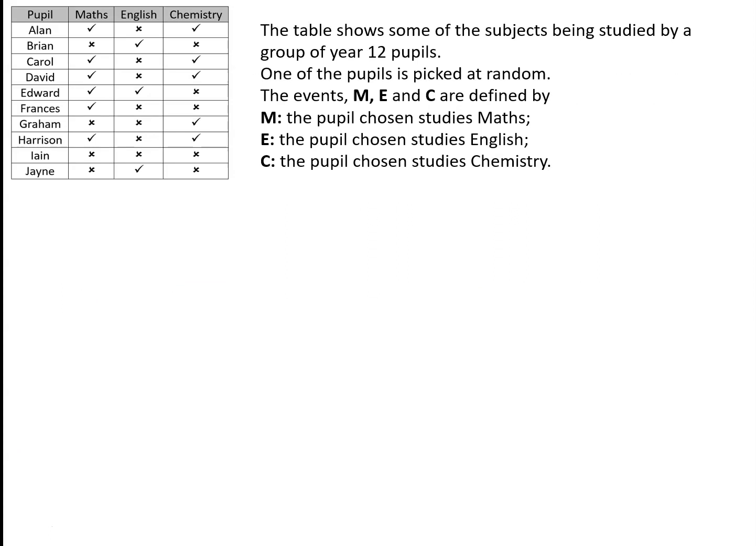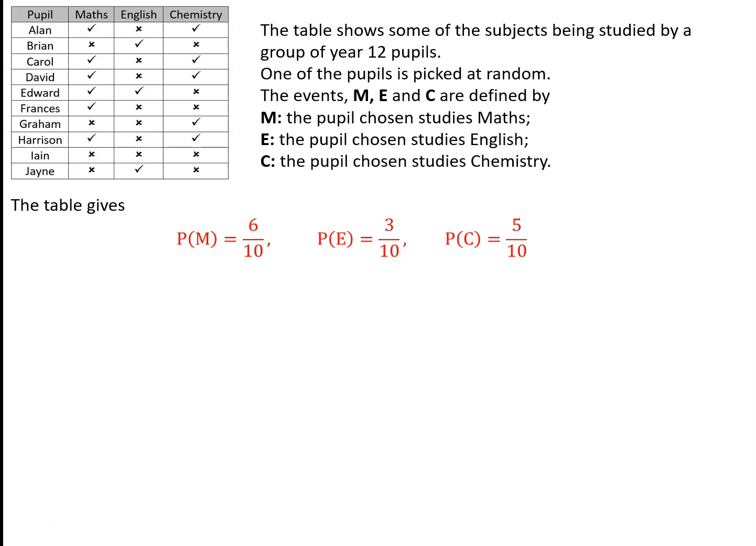So here we've got a table showing some of the subjects being studied by a group of Year 12 pupils. One of the pupils is picked at random, and the events M, E and C are defined by M, the pupil chosen studies maths, E, the pupil chosen studies English, and C, the pupil chosen studies chemistry. Now just looking at the table, we can see that the probability that M occurs, there are 6 pupils out of the 10 studying maths, so the probability of M is 6 over 10.